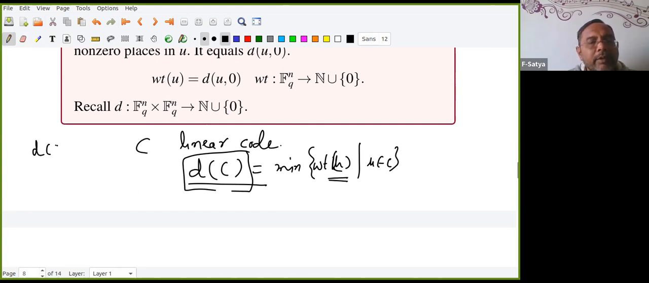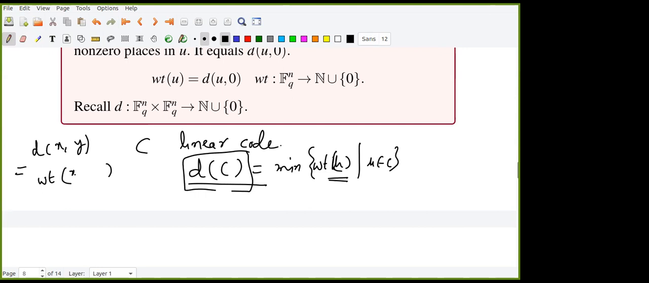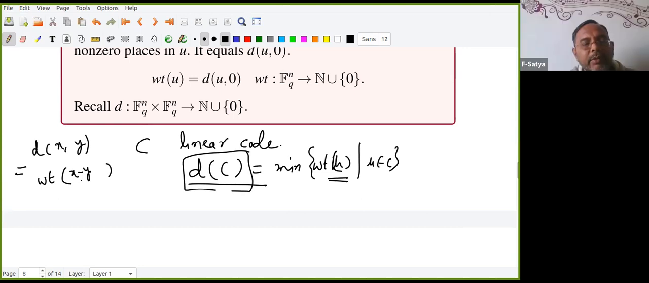Okay, so can somebody relate the distance of x, y to the weight of some vector? Can you tell me that? x minus y, right? If I subtract these two, what is the weight of x minus y? By definition, it is w of (x minus y, comma 0), right? So now, are these two equal? Is it equal to d of (x minus x, comma y)? If this is true, then we are done.